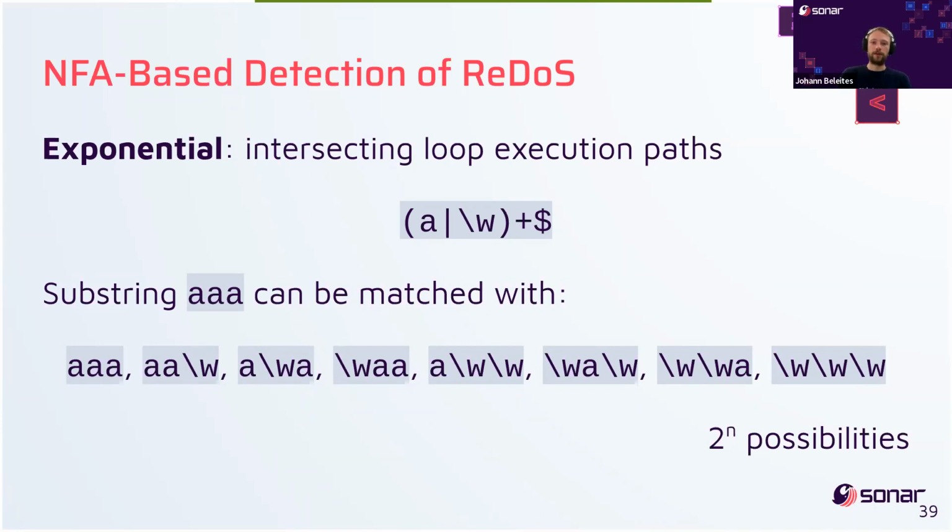And so essentially, we have different executions of that repetition, or if you will, you can unroll that loop in different ways by making a different decision in each of those iterations, while still matching the same input. So all those executions or unrollments of that loop are intersecting, because they match the same input. And once we detect a pattern like that in the NFA, we know, okay, there's some catastrophic backtracking here.